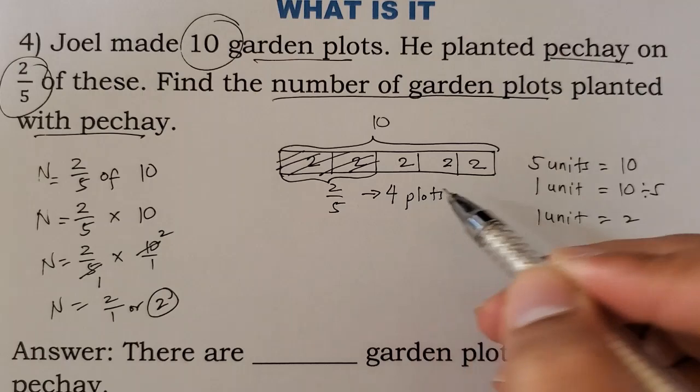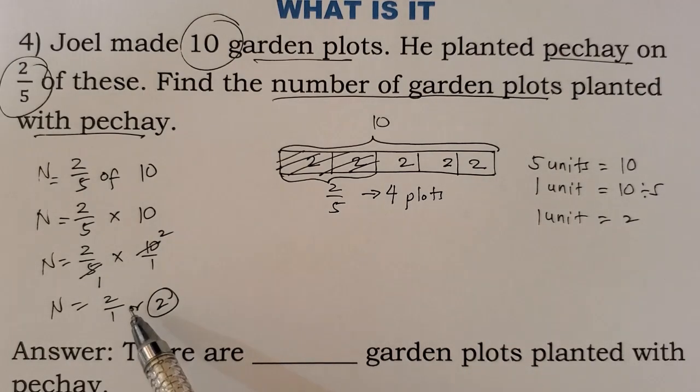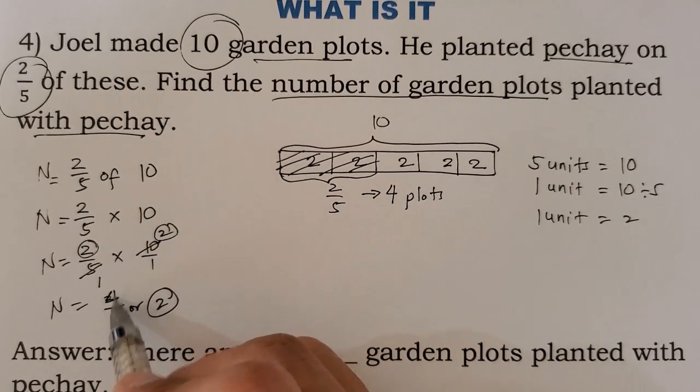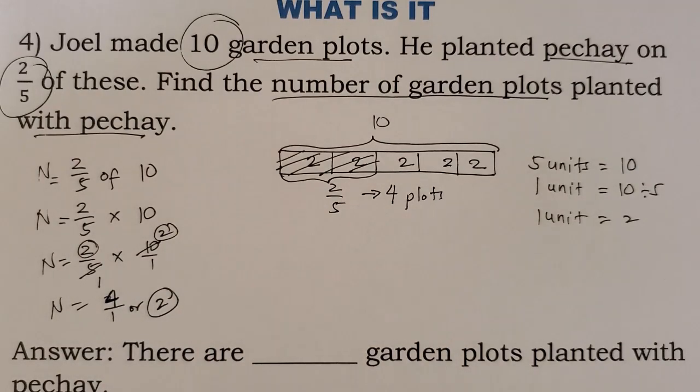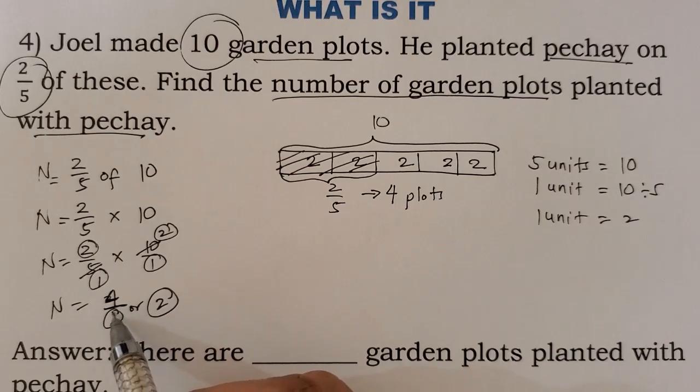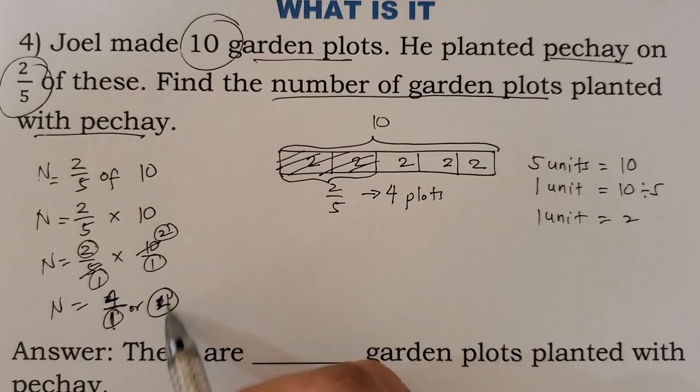4 plots. Okay, if you notice here, our answer here is wrong because we haven't multiplied 2 and 2 here, which is 2 times 2 is supposed to be 4 and not 2. Sorry for that. Okay, so 4 over 1, because 1 times 1 is equal to 1. So 4 over 1, because our denominator is 1, that's already a whole number which is equal to 4. So that's why we really have to always check our answer. So the correct answer is 4 plots. Sorry for that. 4 garden plots planted with pechay.